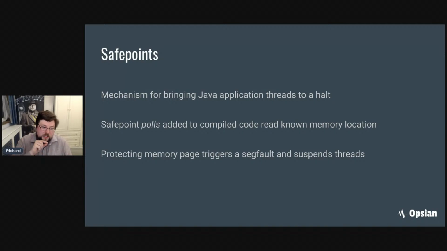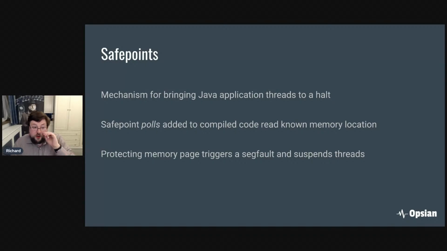That poll is basically an attempt to read a specific page of memory. Just read a single value out of that page of memory. And that page of memory can have a protection handler added to it by the VM. And when somebody tries to read some memory out of it, the operating system then bootstraps into JVM code that runs and does whatever it wants and effectively suspends the thread. So that's how safe points work under the hood.